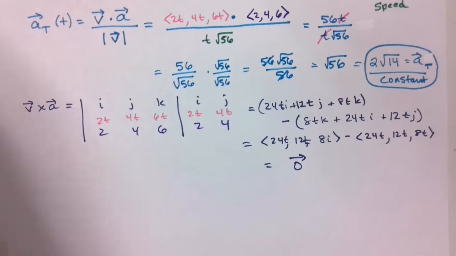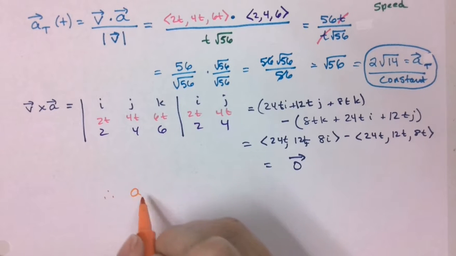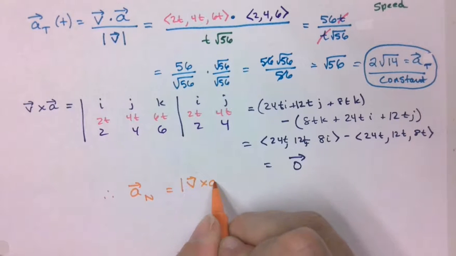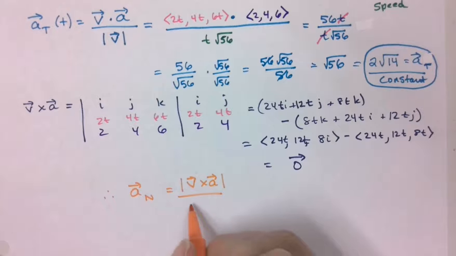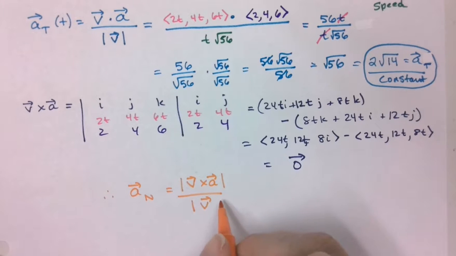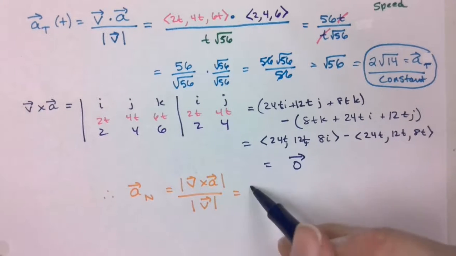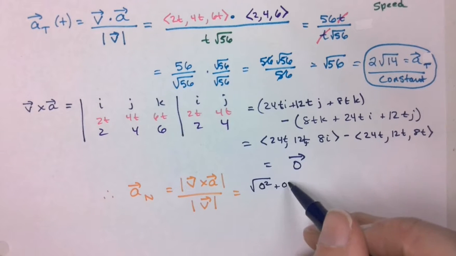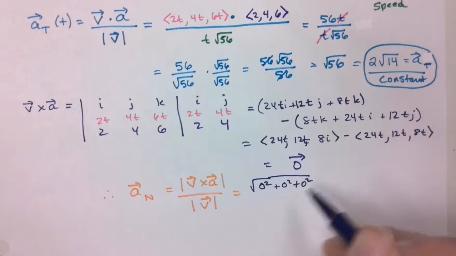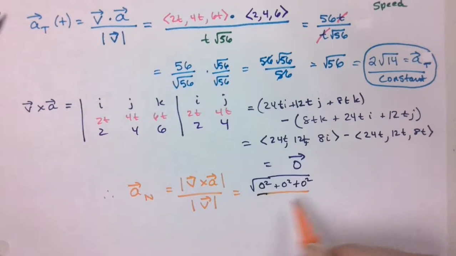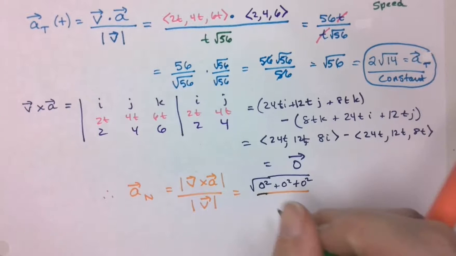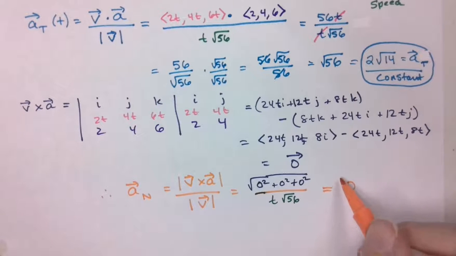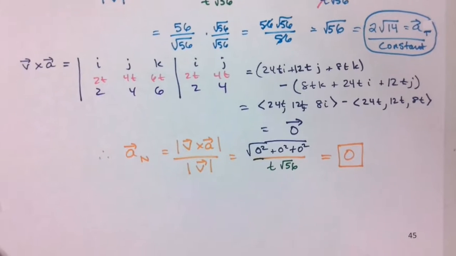Therefore, a sub n is equal to, let me just write down the formula. It's the magnitude of the cross product of velocity and acceleration divided by the speed. That is equal to the magnitude of the zero vector. Here, if you want to see it, 0 squared plus 0 squared plus 0 squared. I don't know why I'm bothering, but there you go. Divided by the square root of 56 times t, which we all know is 0. That's a constant. It's a scalar, not a vector.